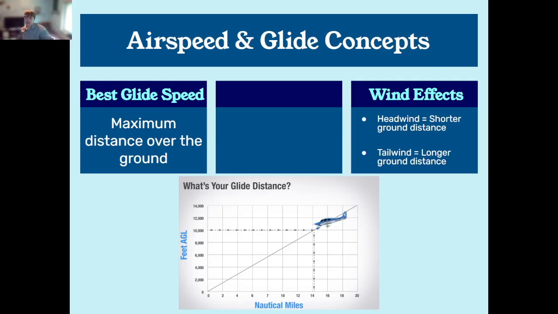If we look at this example, at 10,000 feet, we would be getting about maybe 14.2 nautical miles of distance before we reach the ground. But this example is pulled from not the POH that we use. So we would want to go into our POH and use our own graphs to get this distance.